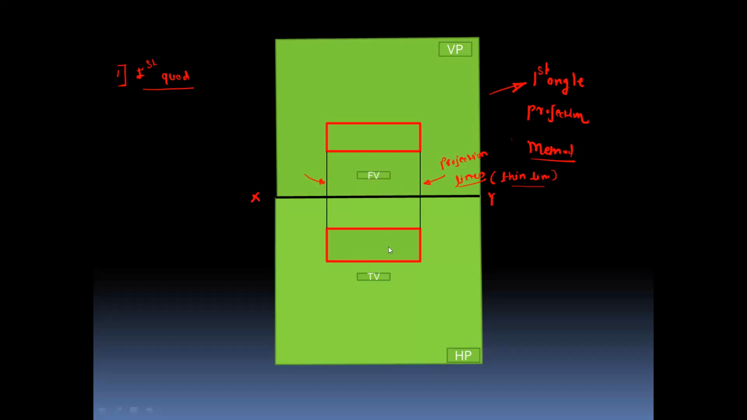So this is your front view and this is the top view. This drawing you can now draw on a 2-dimensional paper. When you draw this drawing, just draw this rectangle. Then draw the XY line. The upper part will represent the vertical plane and the lower part will represent the horizontal plane. Then draw the front view and the top view. This drawing represents the two-dimensional representation of a three-dimensional object.